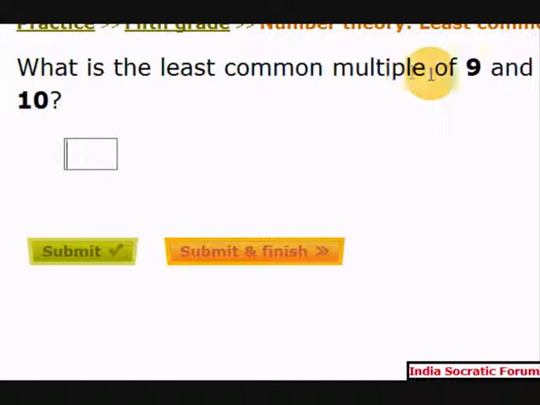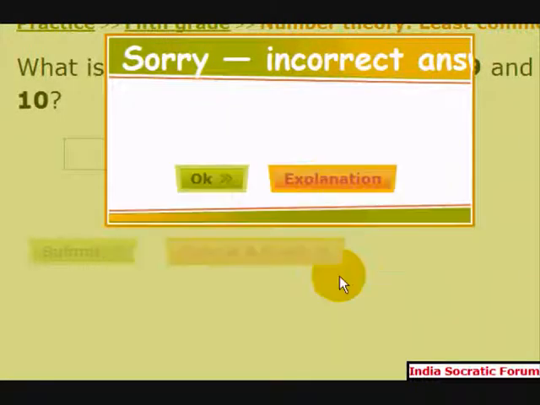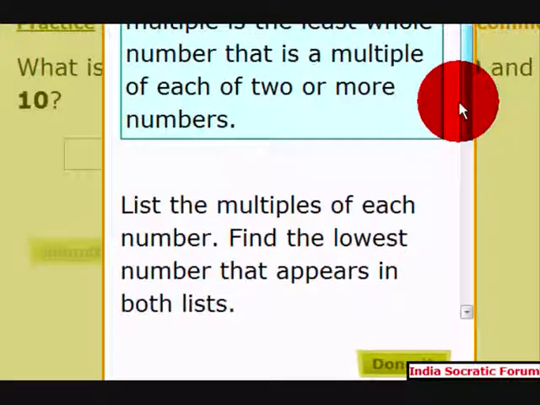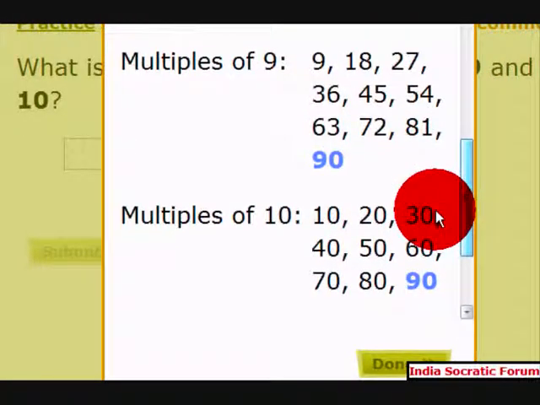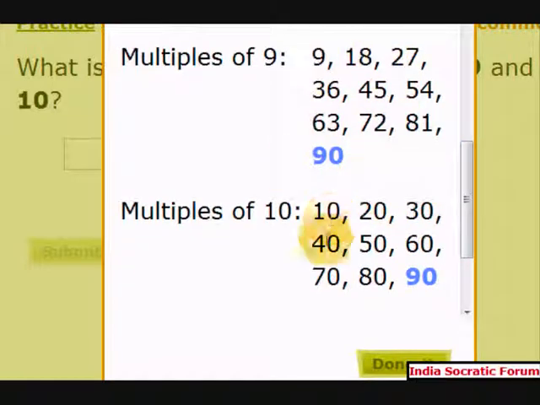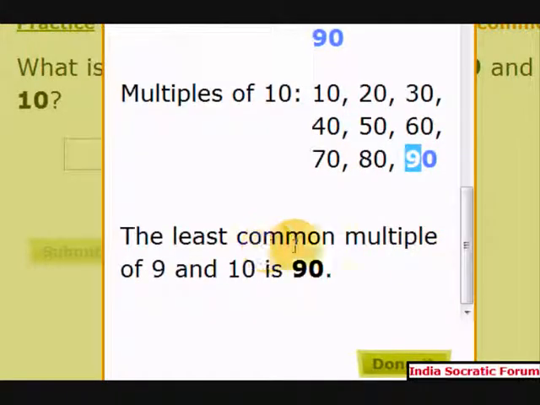9 and 10. What is the least common multiple of 9 and 10? The answer is 90. Pause the video and read it loud. Write the multiples of 9 and 10. Which one is least available? The smallest one that is common, in both 9 and 10 multiples. 90 is the only one which is common. The least common multiple of 9 and 10 is 90.